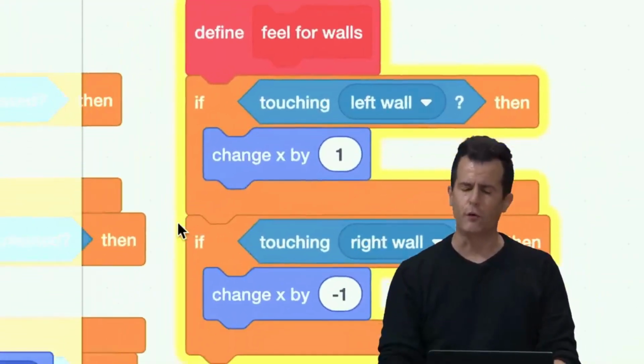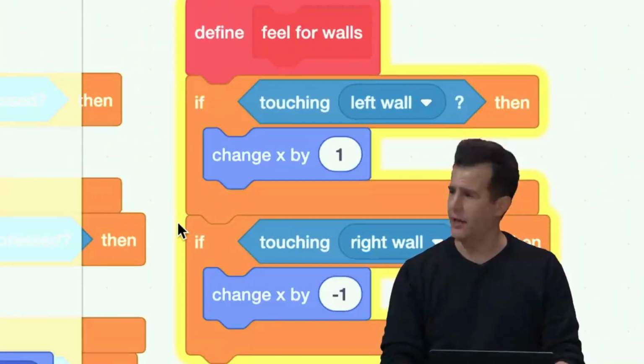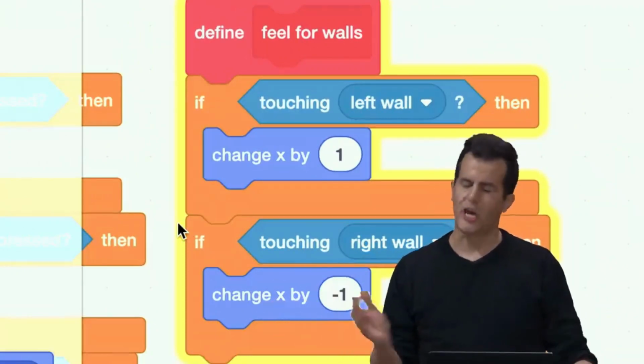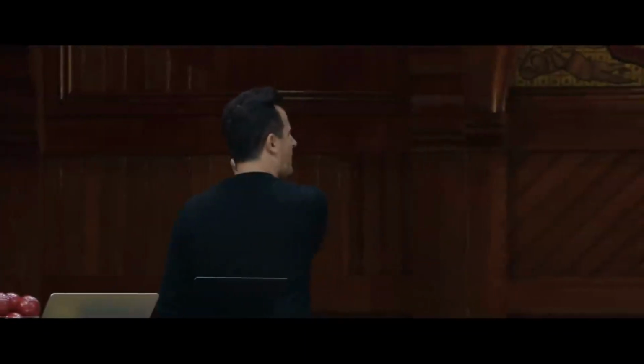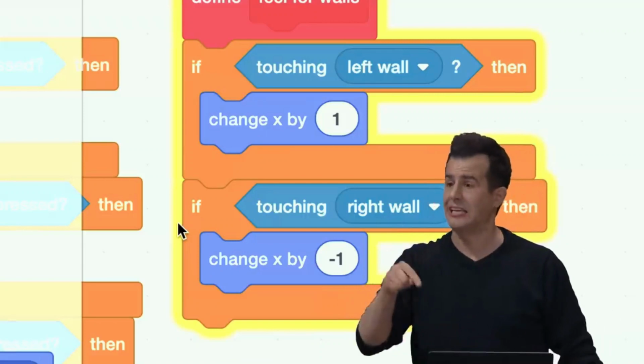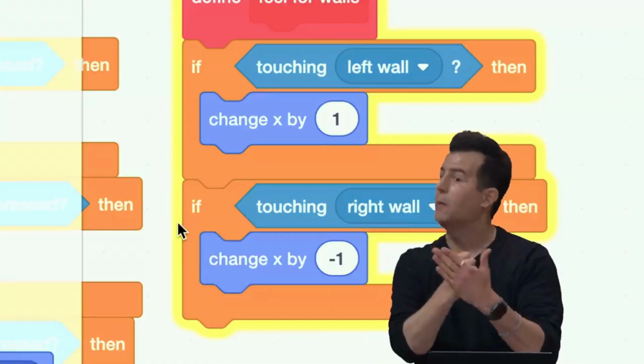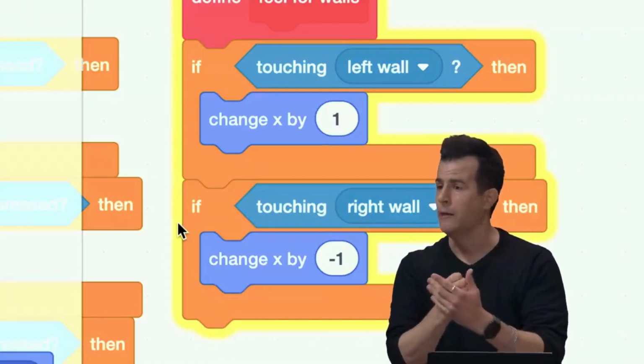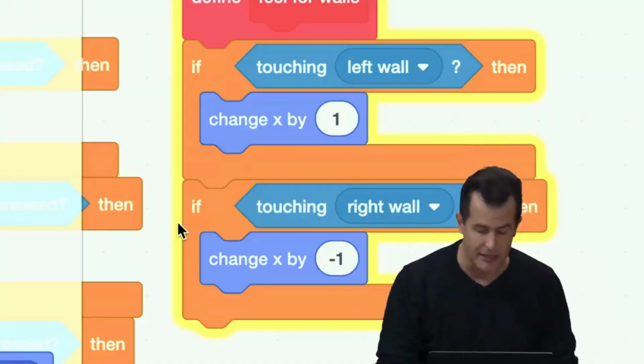And lastly, how about this feel for walls? Well, if touching left wall, which is just another sprite, change x by 1. So that is to say, if I'm touching the left wall, I want to kind of bounce it back the other direction. And same thing on the right wall. If I'm touching the right wall, I want to bounce it back to the left, which effectively means that even if the human's hitting the key, it's like fighting with this code, but it's never going to go through the wall based on that math. It's going to stop it right there.